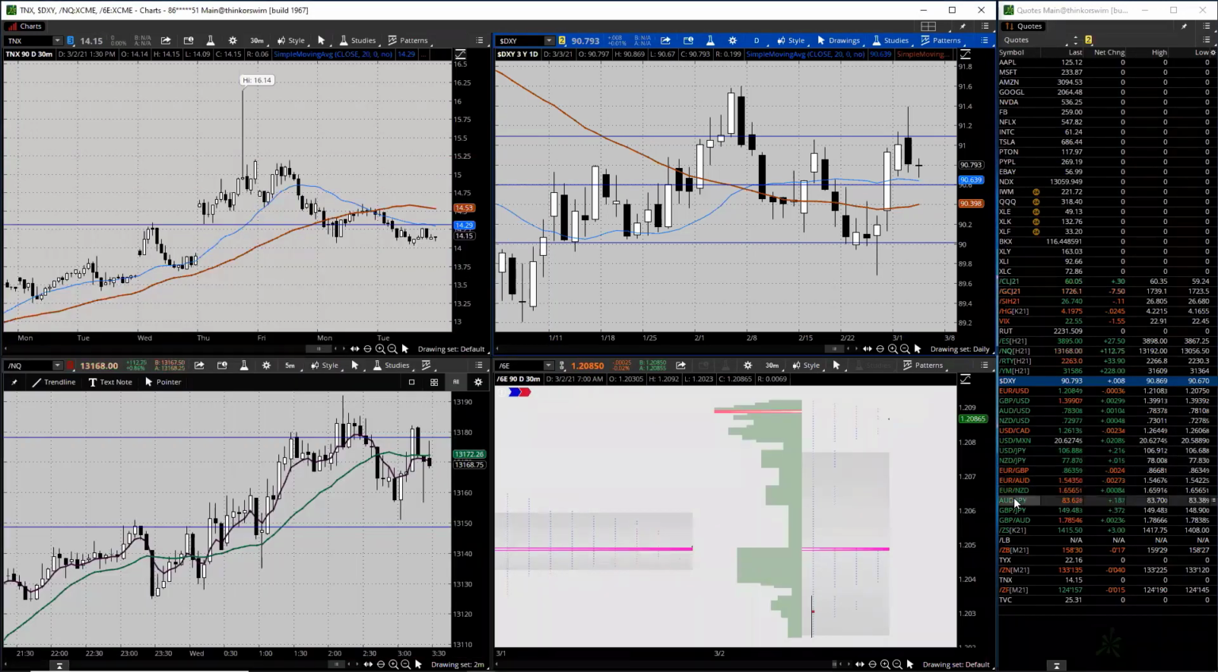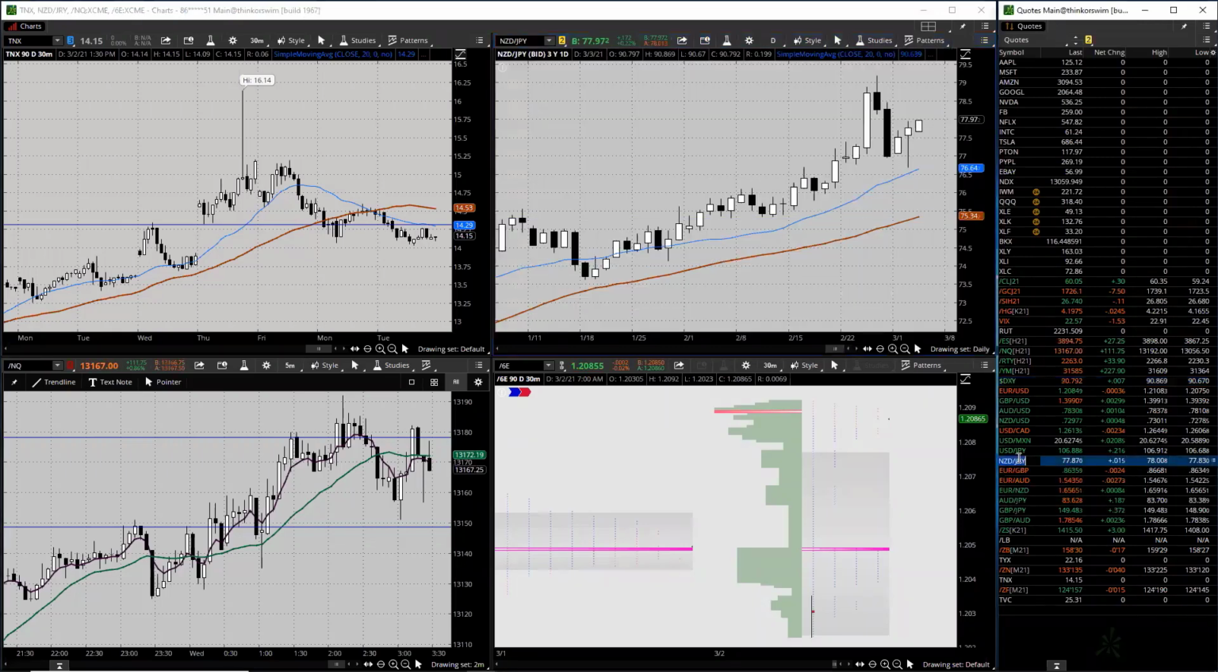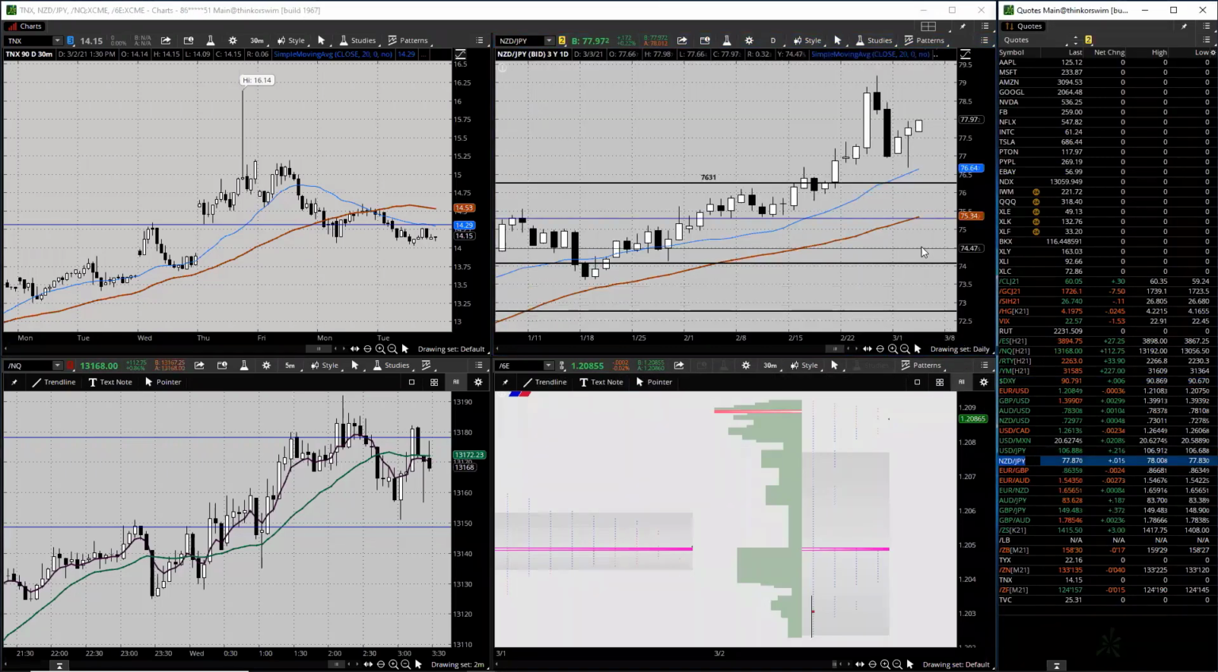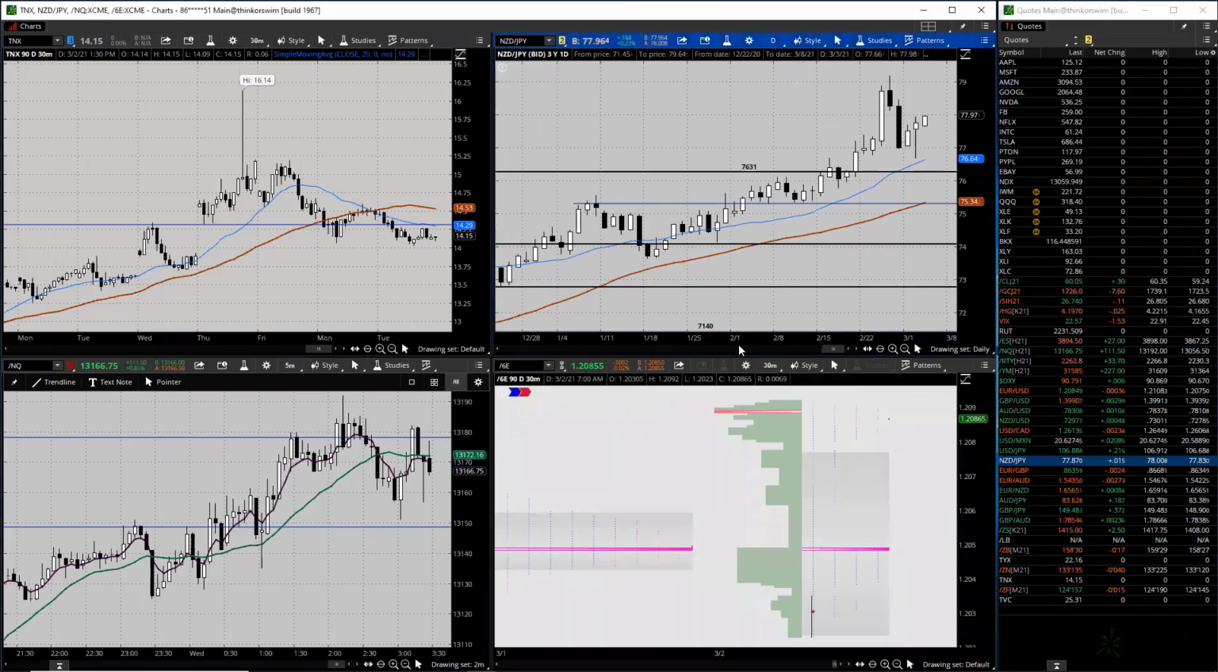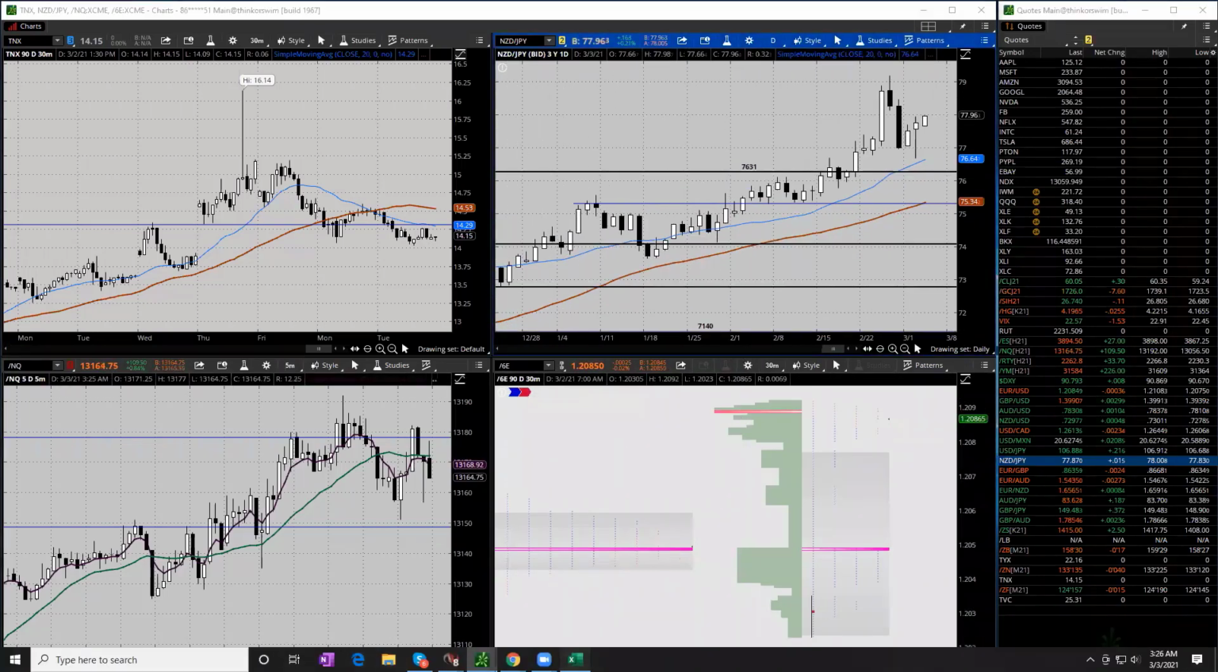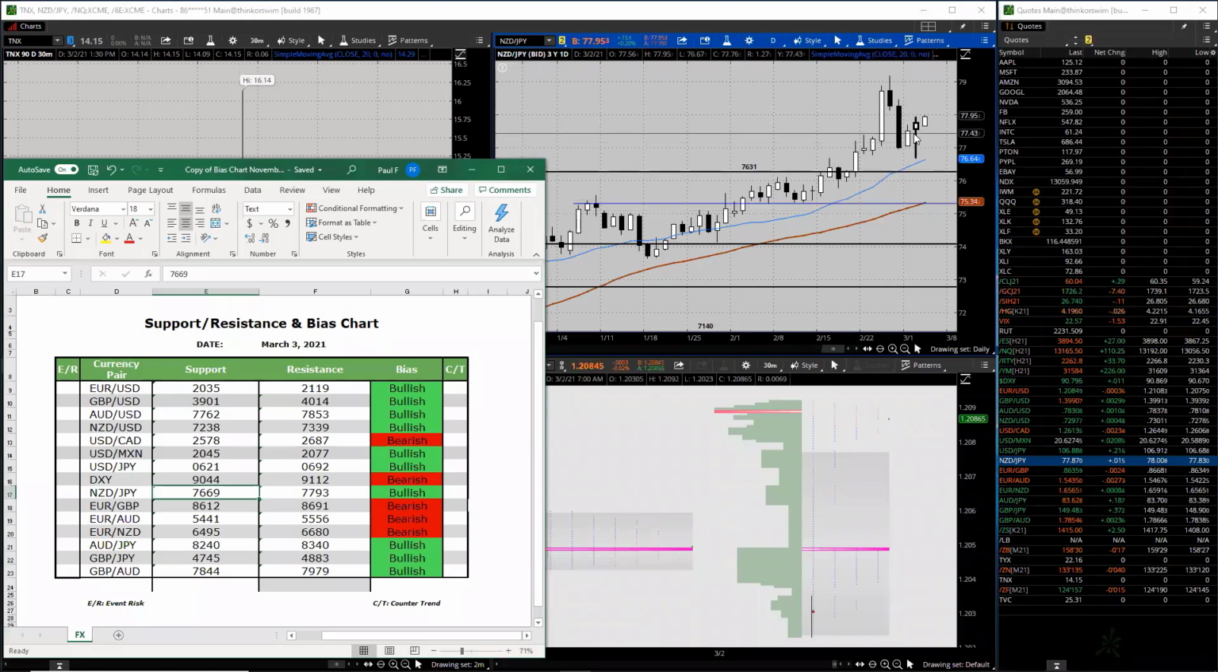On to the cross rates. So we had a little bit of a little hammer here for a dip, but the dip wasn't very much though. Resistance is going to be the low for this day, that's going to be 78.17. And the low, support's going to be right there, 76.94.